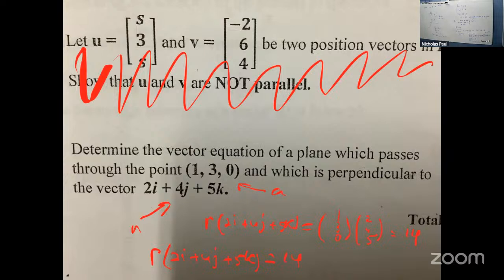2 by 1 and 4 by 3, and add it. Right? That's the vector equation.